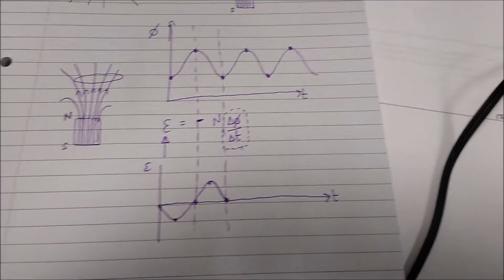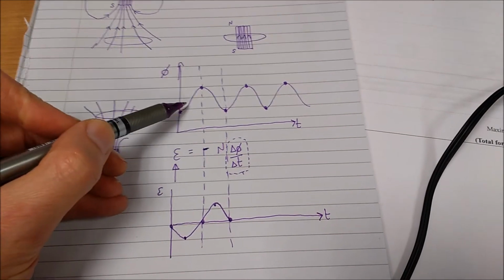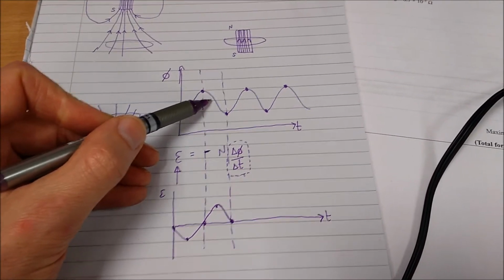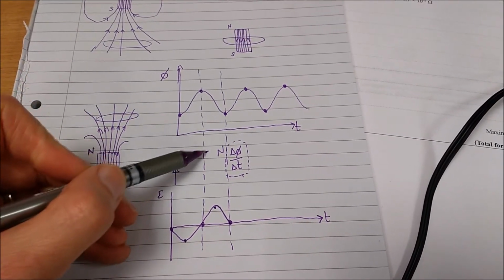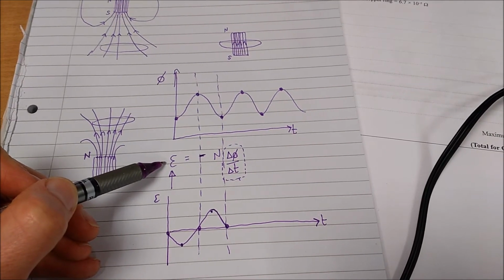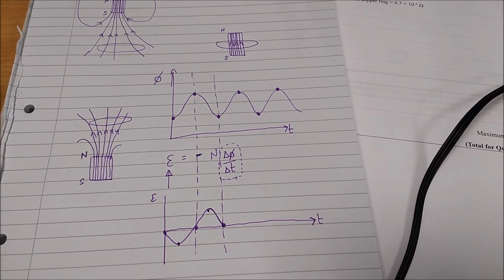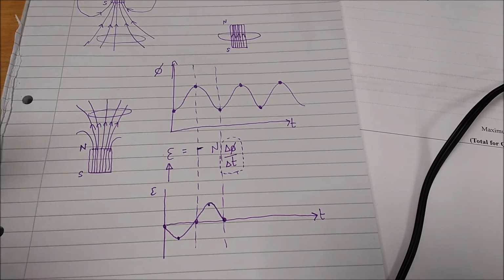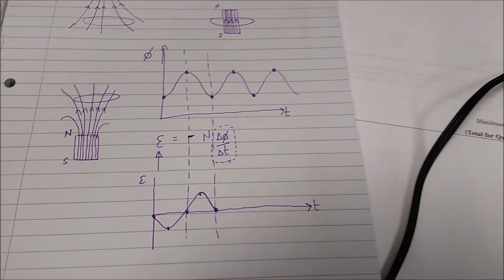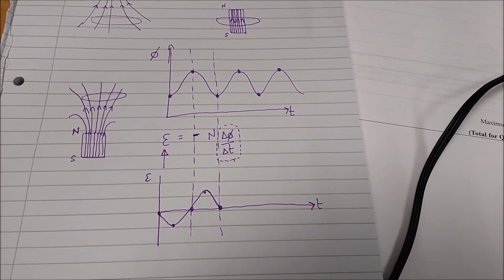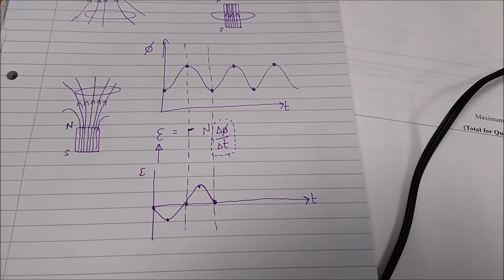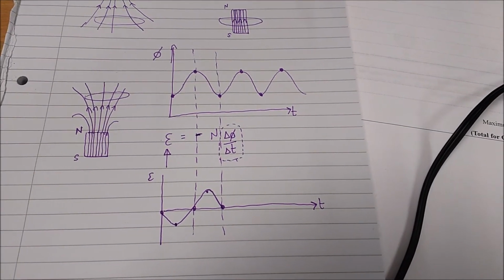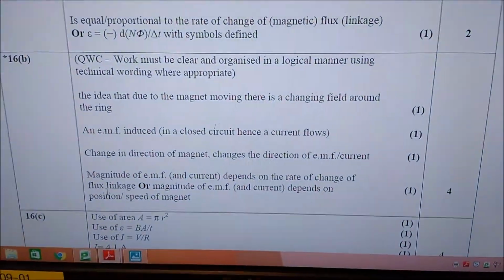So now we've explained why we get an alternating EMF. Sometimes the rate of flux change is positive, sometimes it's negative. So sometimes we get a negative EMF, sometimes we get a positive EMF. Now if we look at the actual mark scheme for that question, just to see how that breaks down, there are 4 key points.